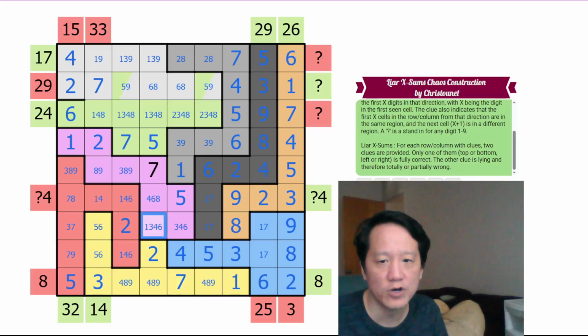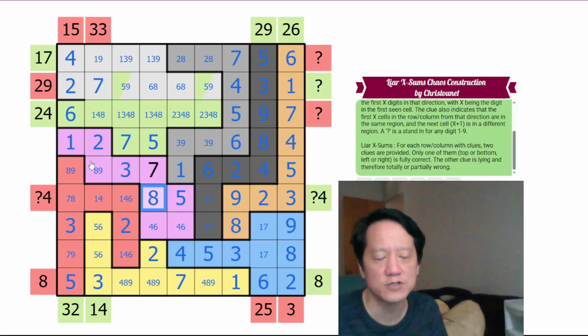We can't have 1 in pink, so this is not 1. We have a 1, 7 pair in row 7, which eliminates 1, 7 in the rest of the row. No 7 here, it's 3, which eliminates 3 here. Where's 3 in row 5? It has to be here. That eliminates 3 in the rest of the pink region. This is 4, 6 is a pair, which eliminates 4, 6 in the rest of the pink region.